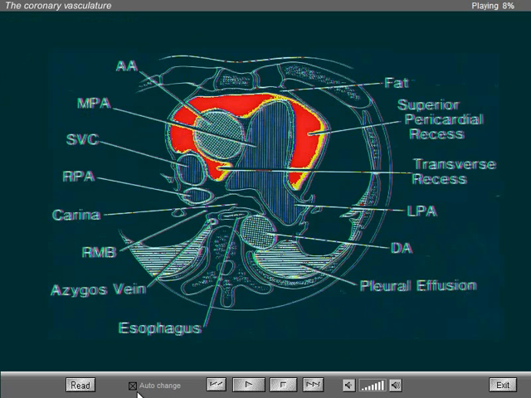When there is fluid in the pericardial cavity, we can see several of the pericardial recesses. In this cross section, you can see distended recesses lateral to the great vessels and dorsal to the ascending aorta.